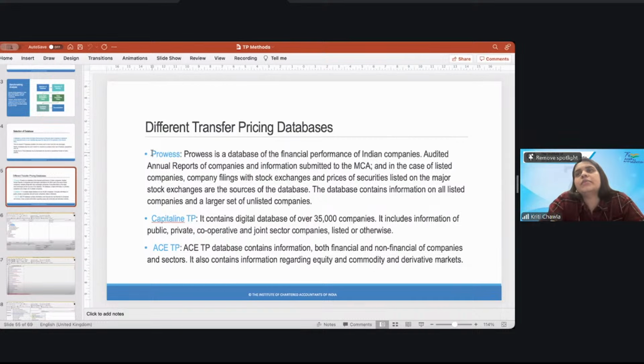Proves is a database which has financial information of a lot of Indian companies. These can be listed companies, these could be private companies, these could be unlisted companies. All the information you will find on the Proves database. The thing is that these companies could belong to different industries also.